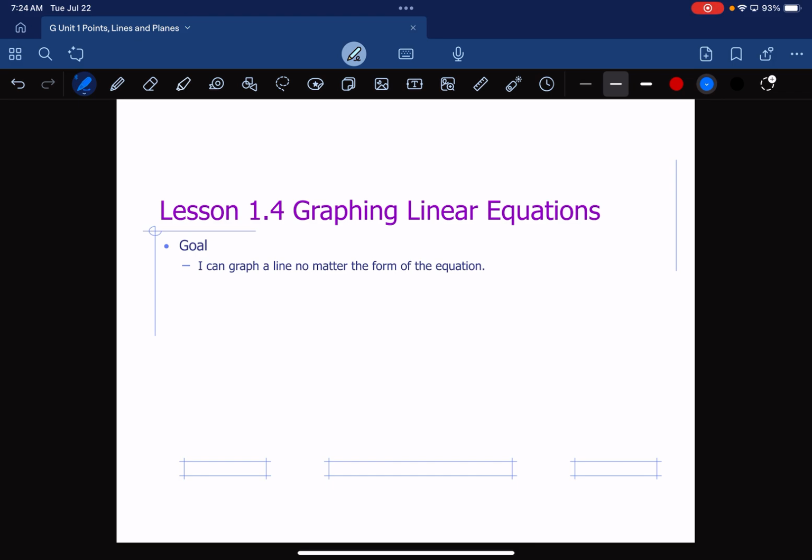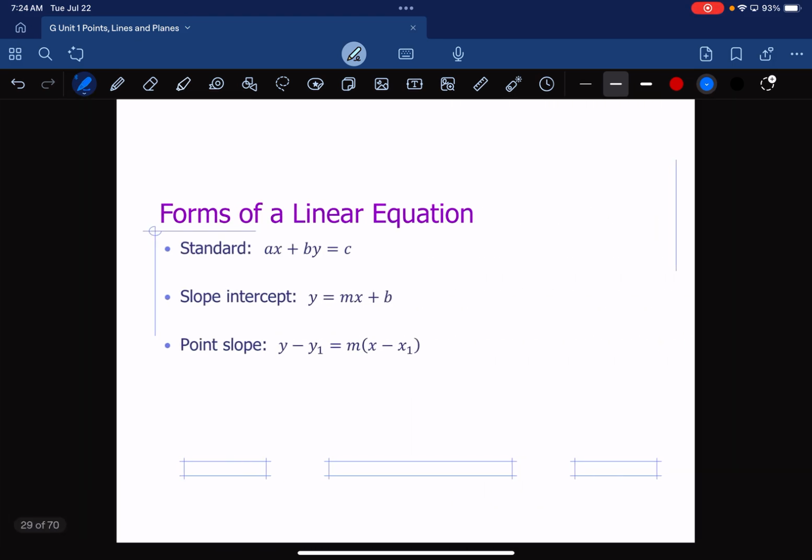We're going to really focus in on the fact that we can be given equations in three forms that are easy to graph. We need to recognize which form it is and then how to use it to graph. That's the whole key here, just trying to make you versatile. The forms of a linear equation are the standard, the slope-intercept, and the point-slope. The standard form makes it easy for us to figure out the x and y intercepts.